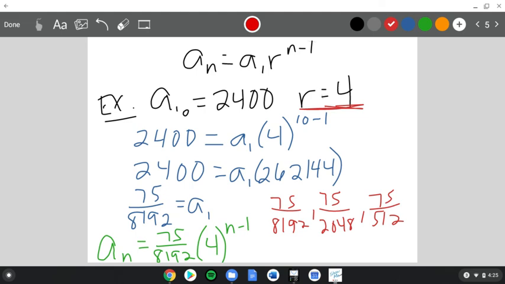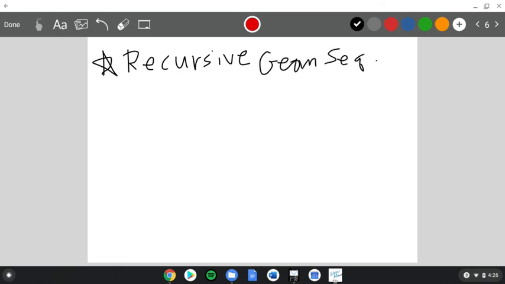Now the recursive formula. So here's the formula, recursive for a geometric sequence. And the formula is just like with arithmetic, you have to list what the first term is. And then a sub n is equal to r times a sub n minus 1. Remember, a sub n minus 1 refers to the previous term. That's what recursive means, is you have to look back to the previous.